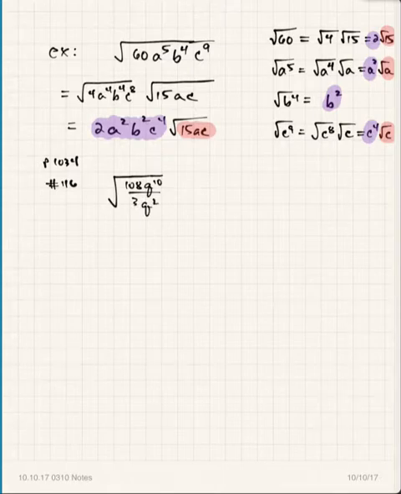Now, one thing I didn't talk too much about last time, because this is towards the very end, is if you have a fraction like this underneath the radical, what you should do first is see if you can simplify the fraction. Sometimes you can and sometimes you can't, but you should definitely do that. In this problem, you can, because I can take 108 and divide it by 3. And 108 divided by 3 is 36.